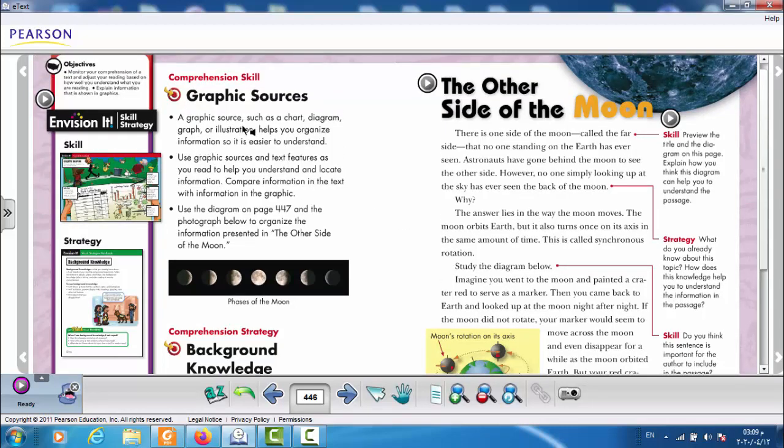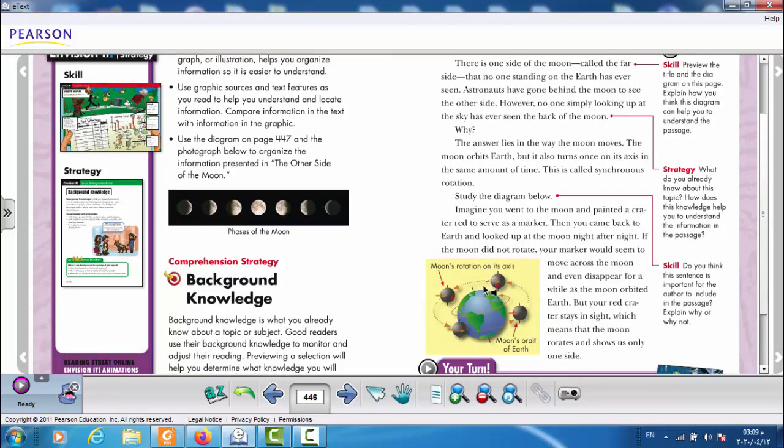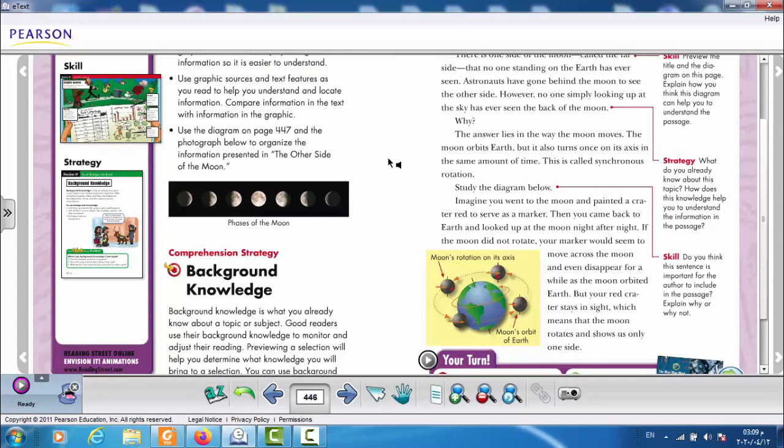So the graphic source is a chart or a diagram, a graph, illustration that helps us to organize the information in the text, like this one in here. This is the graphic source. So our comprehension skill is the graphic source. What is a graphic source? A graphic source is a diagram, is a chart, like this one is a graph, that shows us the information or that organizes the information of the text for us to make it easy to be understood. This is the first part of the lesson today.